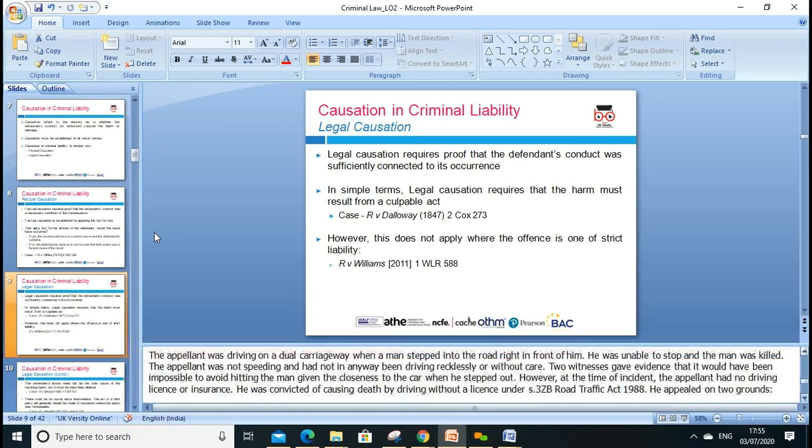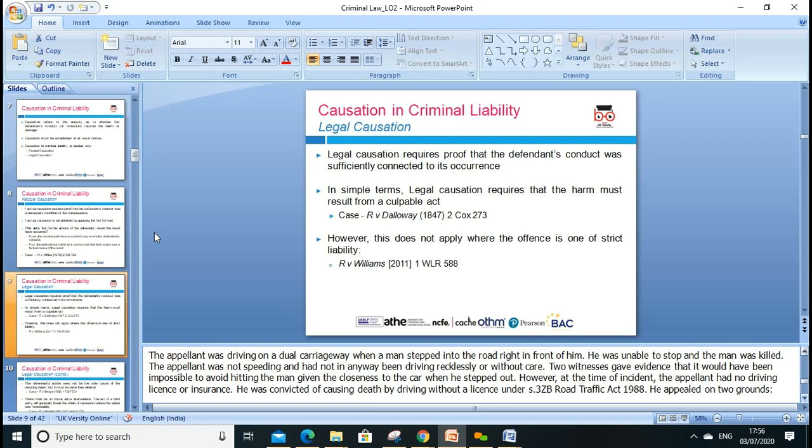In that case the applicant was driving on a dual carriageway when a man stepped into the road right in front. He was unable to stop and the man was killed. The applicant was not speeding and had not been driving recklessly or without care. Two witnesses gave evidence that it would have been impossible to avoid hitting the man given the closeness to the car when he stepped out.